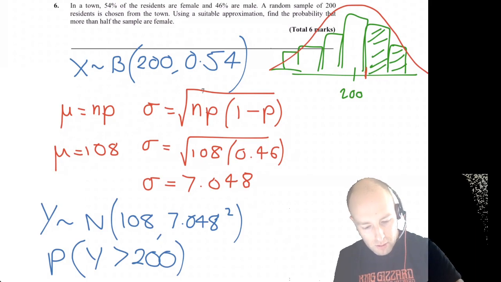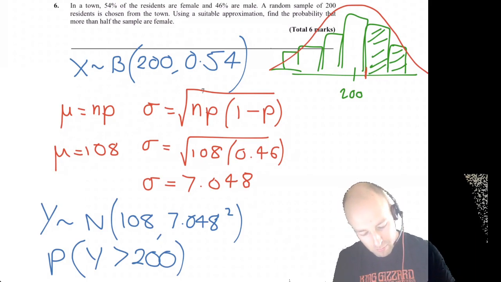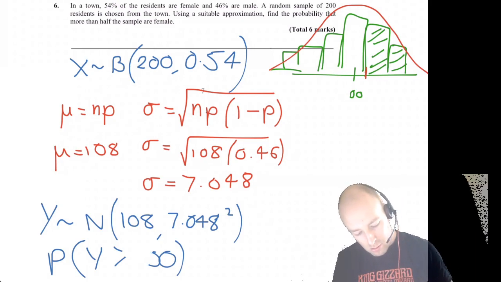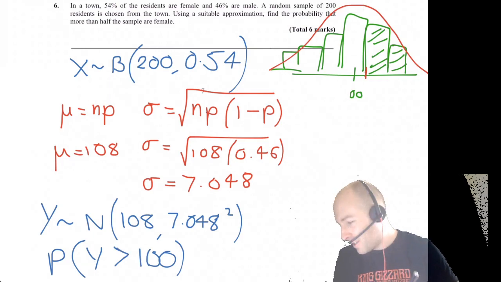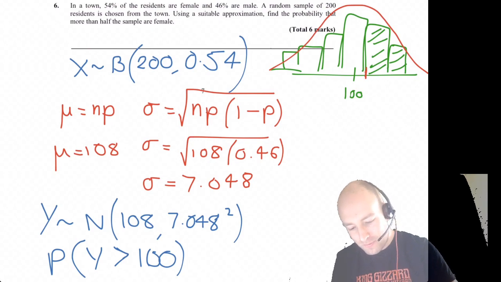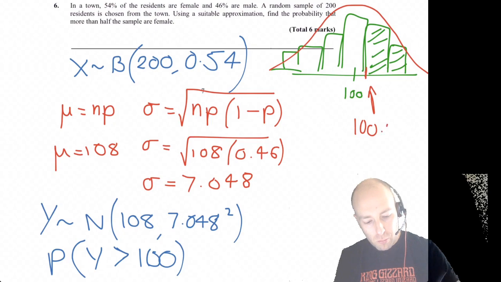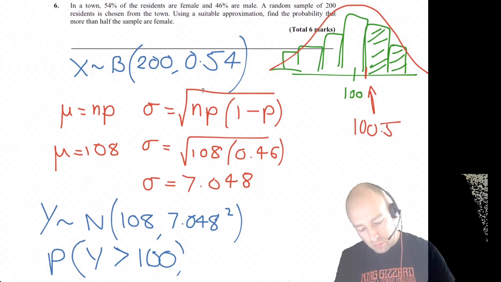Yep, 100. Yep, I'm talking a load of rubbish today. 100 and 100. So you actually want to do 100.5. Thank you, guys. So we continuity correct this and make it 100.5.